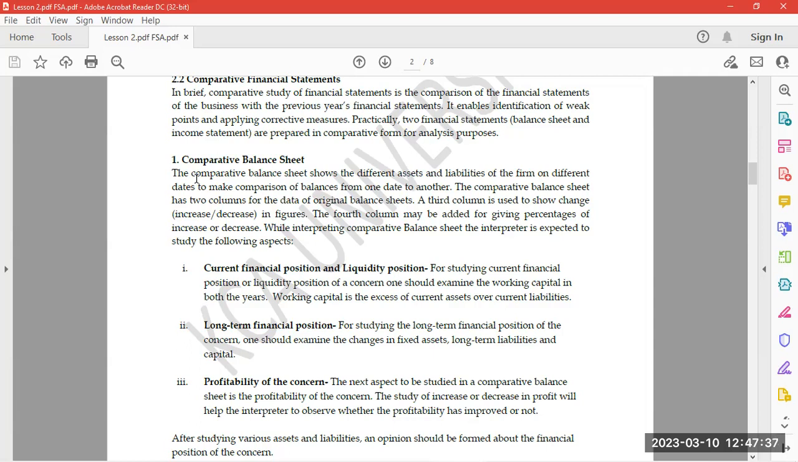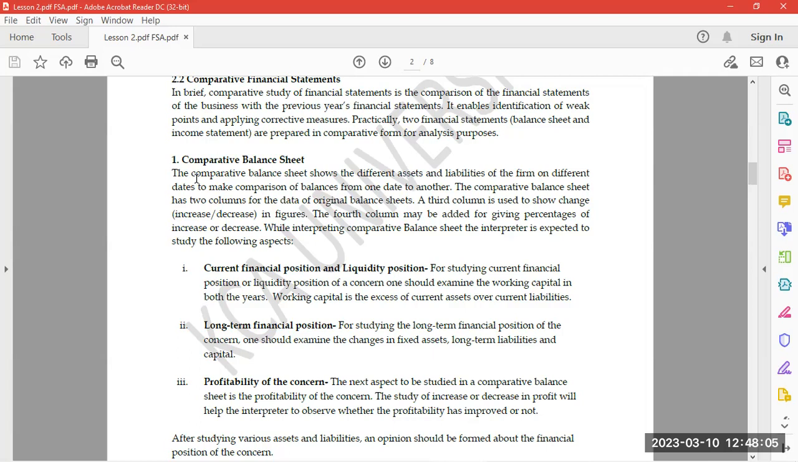The comparative balance sheet has 2 columns for the data of the original balance sheet, and a third column is used to show change or increase in figures. The fourth column may be added to give the percentage of increase or decrease. While interpreting the comparative balance sheet, the interpreter is expected to study the following aspects.